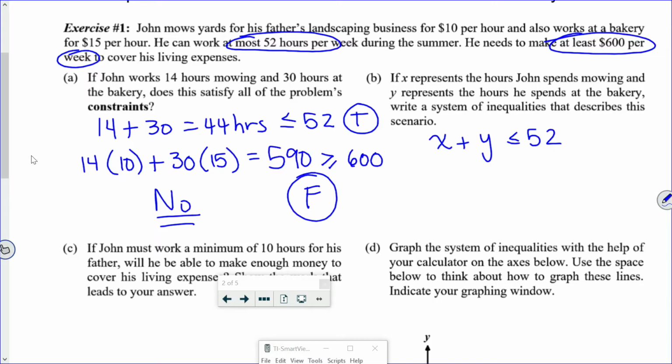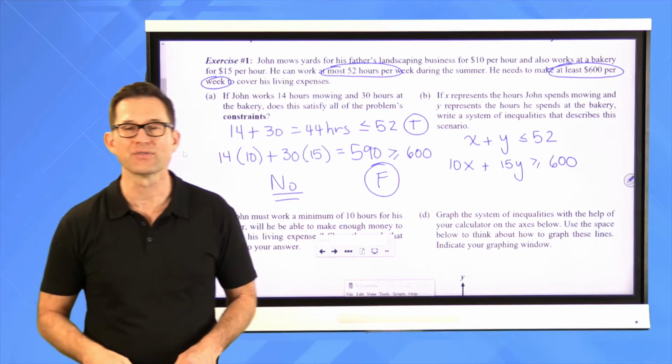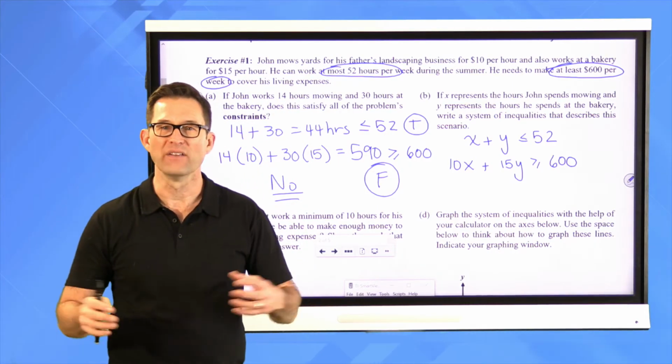Now let's do the $600. That's one that's a little bit more challenging, except if I take 10 and multiply it by the number of hours he mows, I find out how much he makes while mowing. Then if I take 15 and multiply it by the number of hours he's at the bakery, that tells me how much he makes at the bakery. When I add them together, it tells me how much he makes in total, and that's got to be greater than or equal to 600. He's got to make at least $600. So there are my two inequalities.